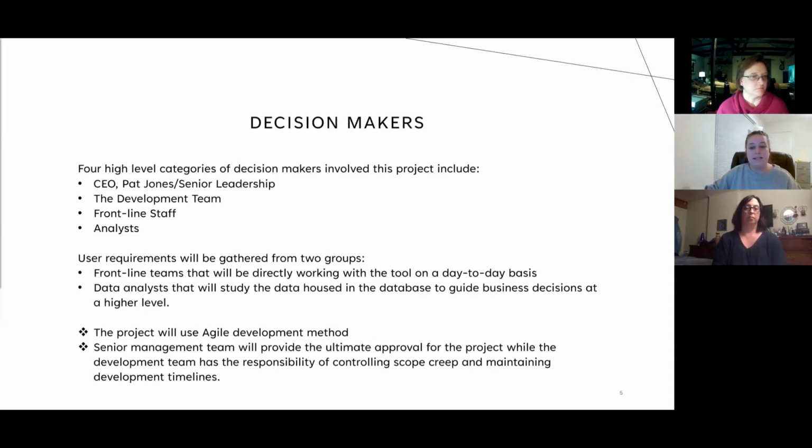In terms of key decision makers for this project, we'll have 4 groups that include senior leadership, the development team, frontline employees, and analysts. User requirements will primarily be gathered from 2 of those groups that work directly with the application. That'll be your frontline employees and then the data analysts. Senior management will be involved and will provide final approval for the project, while the development team will guide the project through the development phase and then into completion.